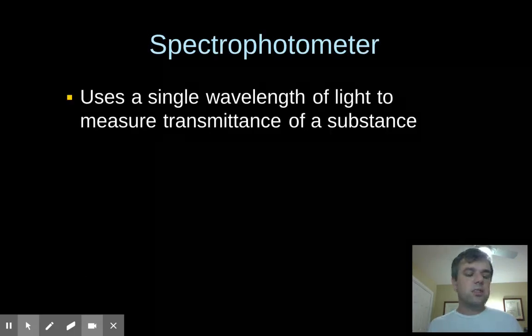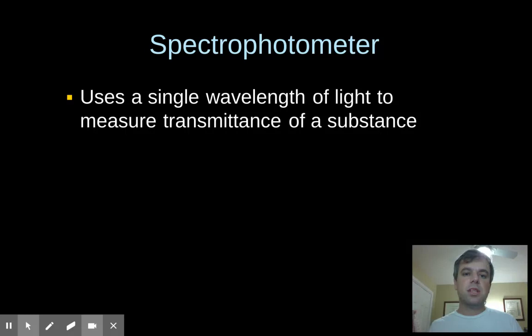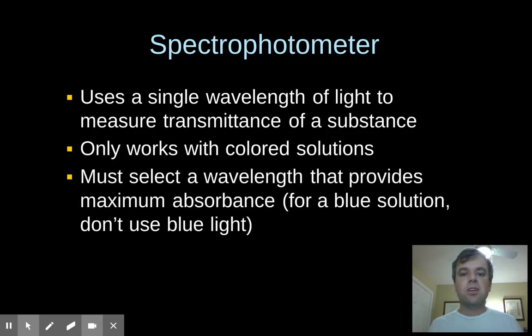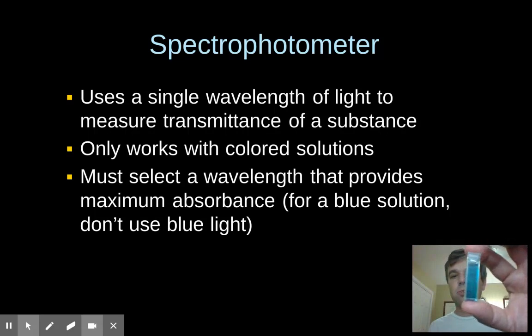Now, we can use a spectrophotometer where we shine a single wavelength to measure the transmittance, and then we calculate absorbance from that. It only works with colored solutions, and you need to select a wavelength that provides maximum absorbance. For instance, if you're working with a blue substance like this, you don't want to use blue light, because the reason this appears blue is because blue light passes straight through it. You're probably going to want to choose a different color, like for instance red, which is absorbed quite strongly by a blue solution.